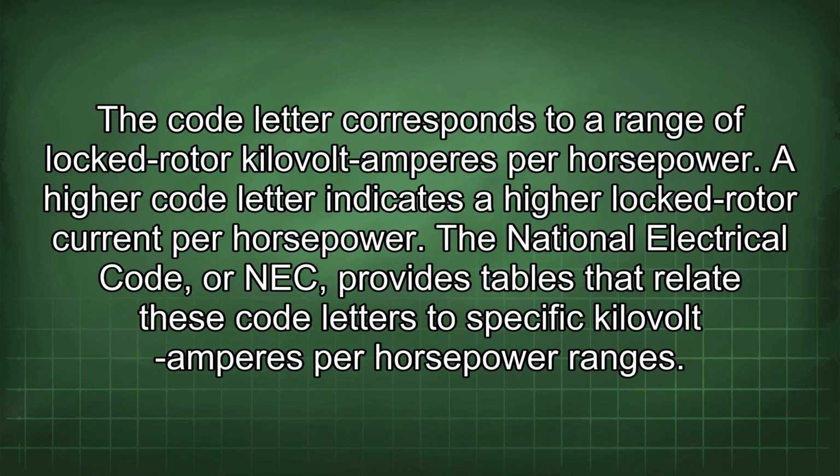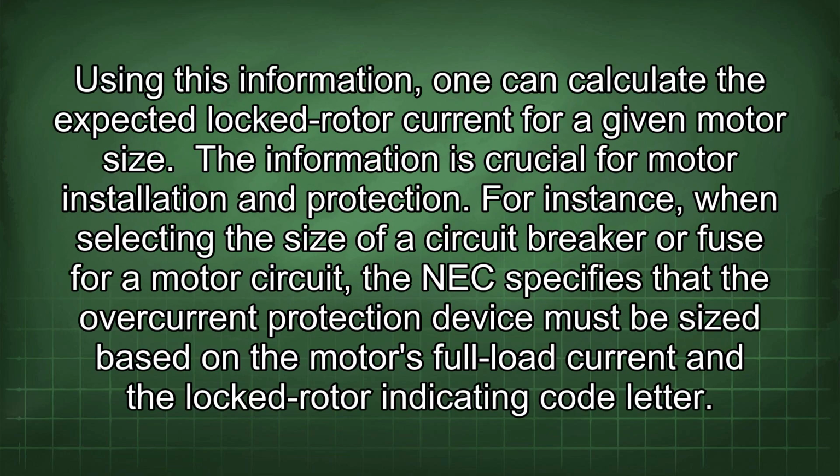The code letter corresponds to a range of locked rotor kilovolt amperes per horsepower. A higher code letter indicates a higher locked rotor current per horsepower. The National Electrical Code, or NEC, provides tables that relate these code letters to specific kilovolt amperes per horsepower ranges. Using this information, one can calculate the expected locked rotor current for a given motor size. The information is crucial for motor installation and protection.